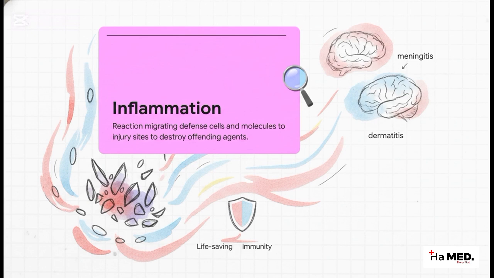offending agent. Now, it's absolutely crucial to understand that inflammation is a life-saving part of our innate immunity. But the collateral damage to our own tissues during this internal war, that's what leads to actual disease. In fact, think about how many conditions carry the suffix itis. Dermatitis, meningitis, appendicitis, that literally just means an inflammatory condition.